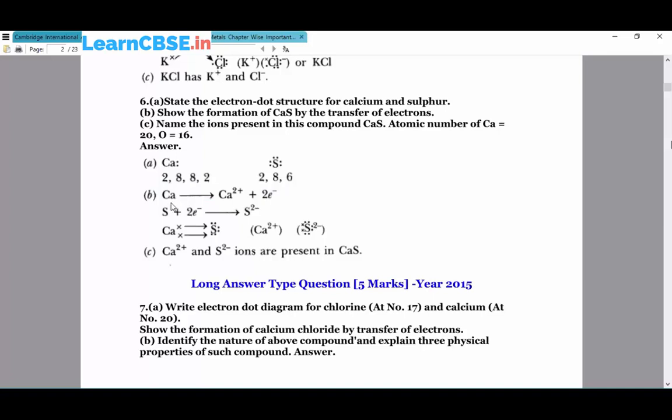So the calcium loses the 2 electrons and becomes Ca2 plus. Then sulfur gains the 2 electrons and becomes S2 minus. So the calcium loses the 2 electrons to the sulfur atom and forms Ca2 plus and S2 minus. So these are the ions, Ca2 plus and S2 minus, present in calcium sulfide.